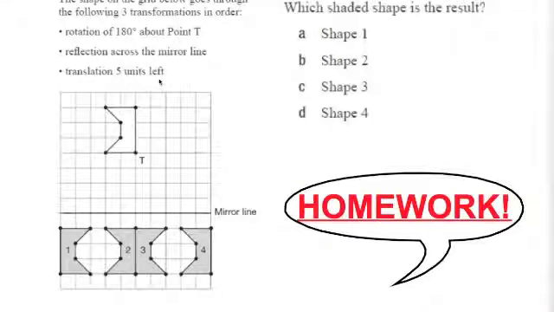Lastly, for homework, complete this question. The shape on the grid below goes through the following three transformations in order. Rotation of 180 degrees from point T, reflection across the mirror line, translation 5 units to the left. What shaded shape is the result? Shape 1, 2, 3, or 4.